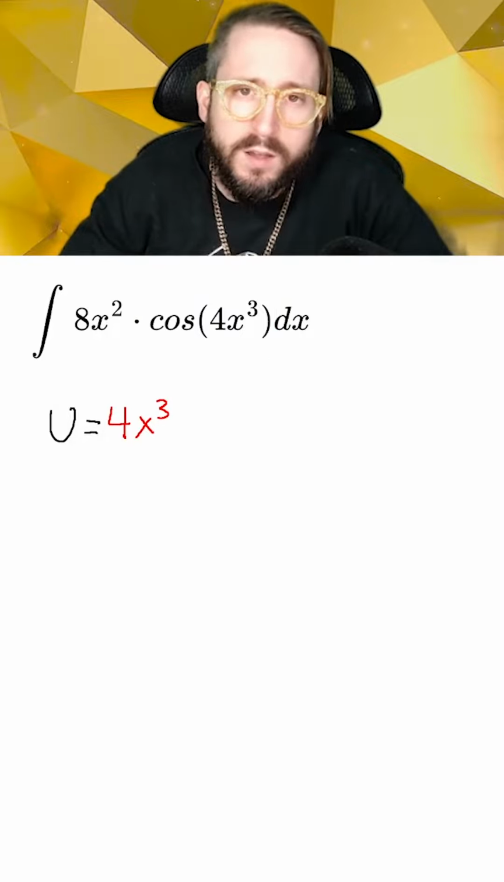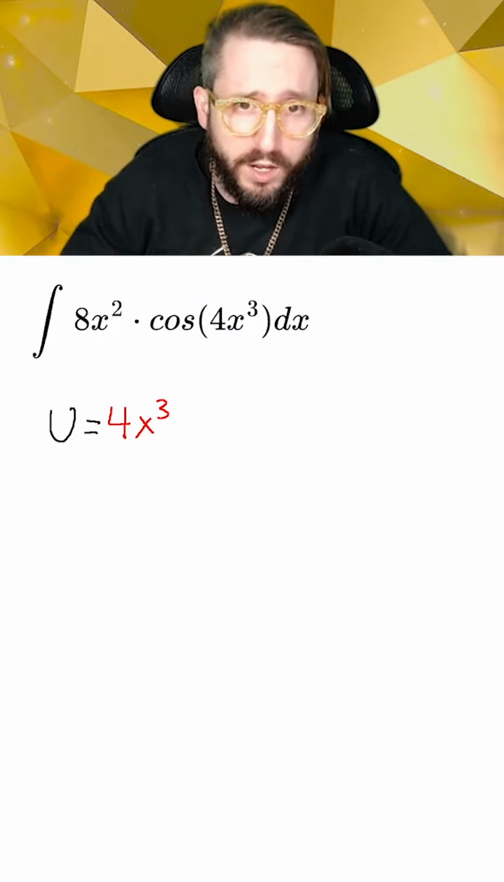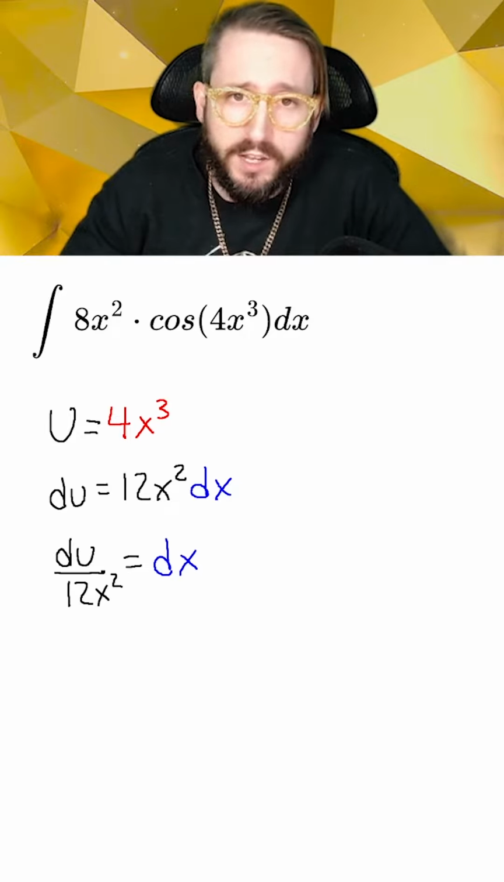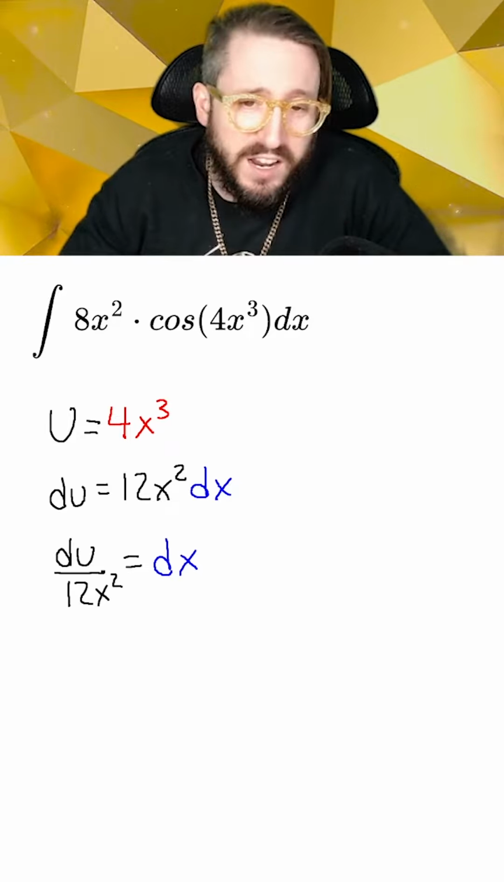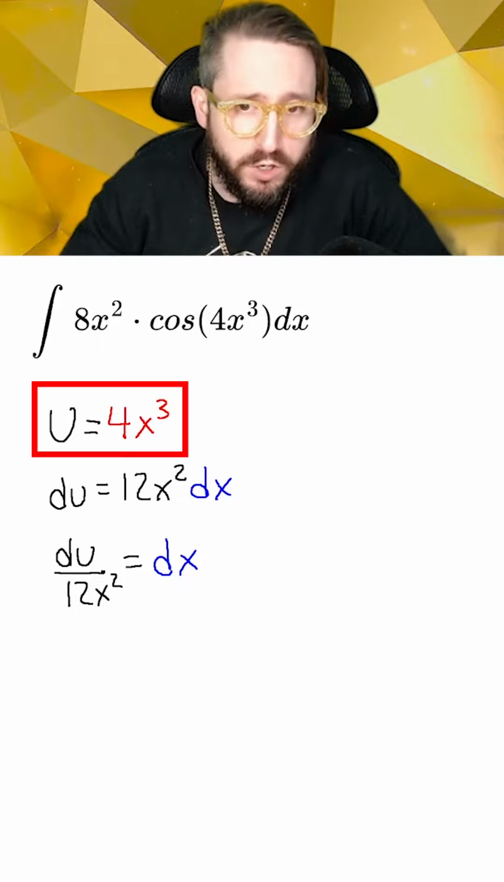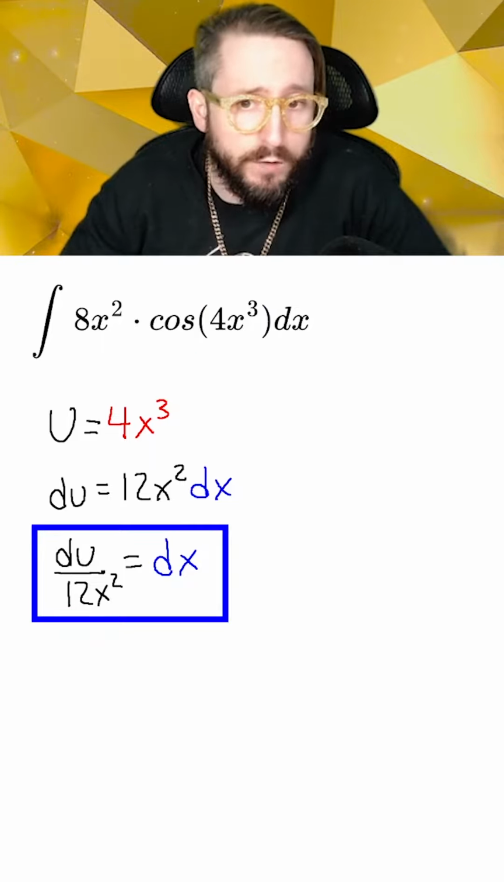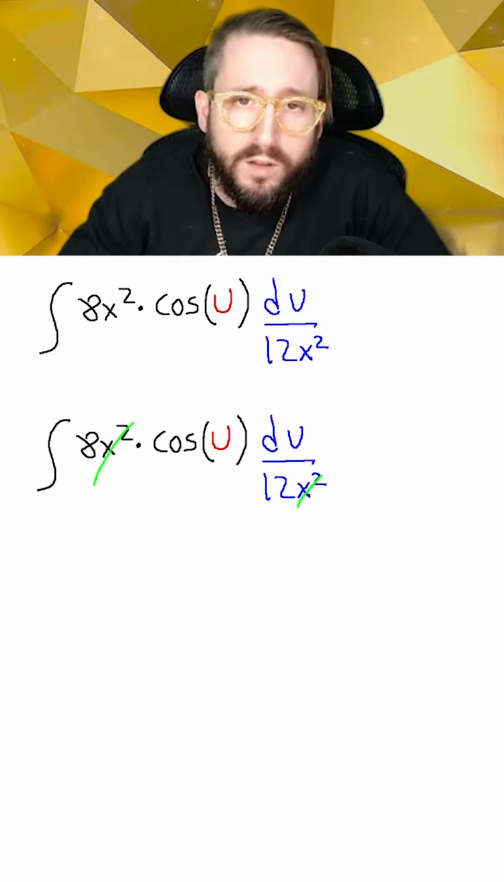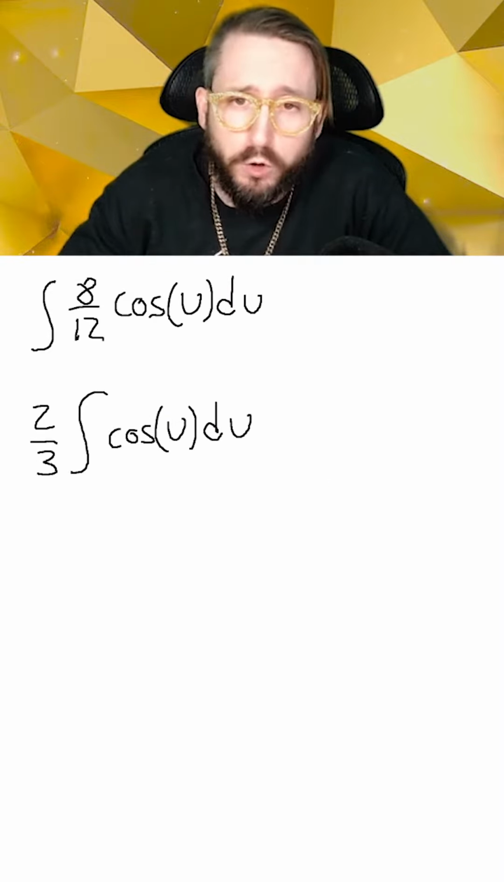4x cubed my u. Now what I'm going to do is implicitly derive both sides so that I get that du equals 12x squared dx. And now I'm going to solve for dx by dividing both sides by 12x squared. The next step is to replace this 4x cubed with my u and replace dx with du over 12x squared. Now if we pick the right u, we'll notice that the x squared in the du term will cancel out the other x squared in the integral. So now simplifying a bit, I get 2/3 integral of cosine u du.